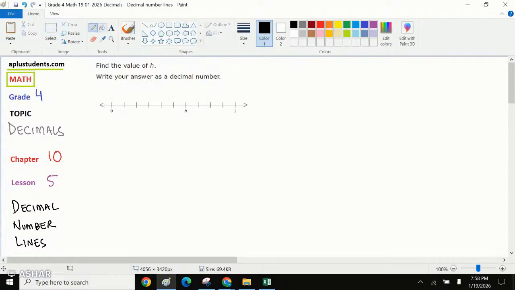This is our question number 1. We need to find the value of h. See, this line is known as a number line, right? Through this, we can find the value of the number. The first numbers given are 0 and 1. Let's count the gaps between them: one gap, 2, 3, 4, 5, 6, 7, 8, 9, and 10.